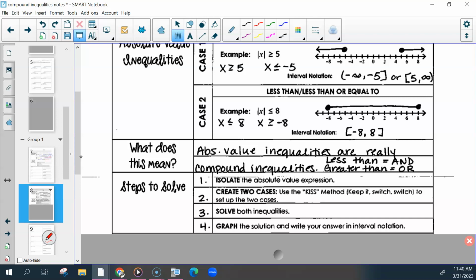The steps for solving are really the same as solving absolute value equations. Isolate the absolute value expression, get it by itself. Create two cases, where we keep whatever it says the same for one case. And then for the second, we change the direction of the sign and change the value to a negative for the other. Solve both inequalities and graph.